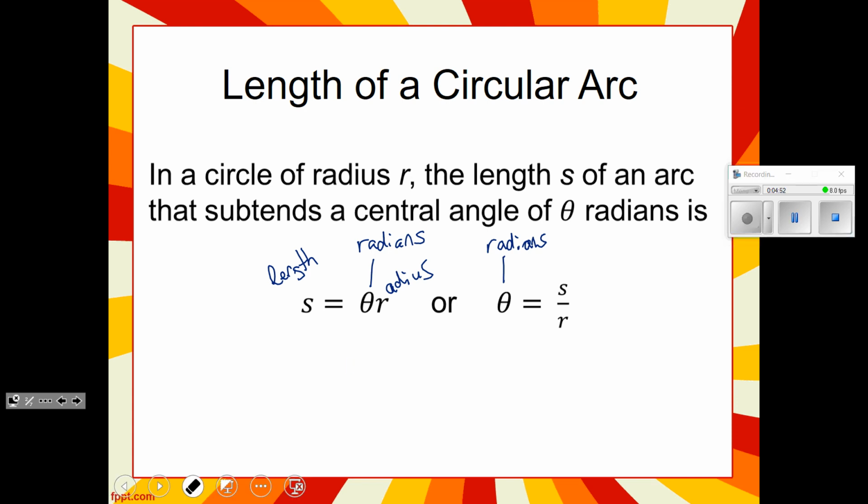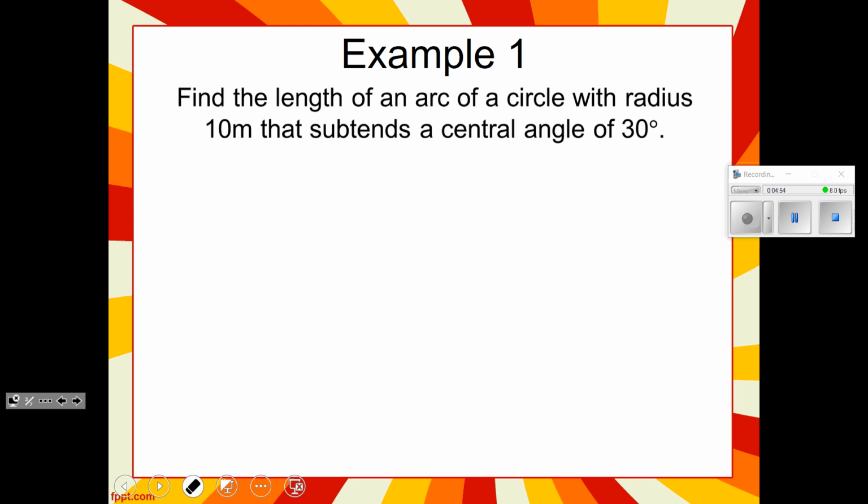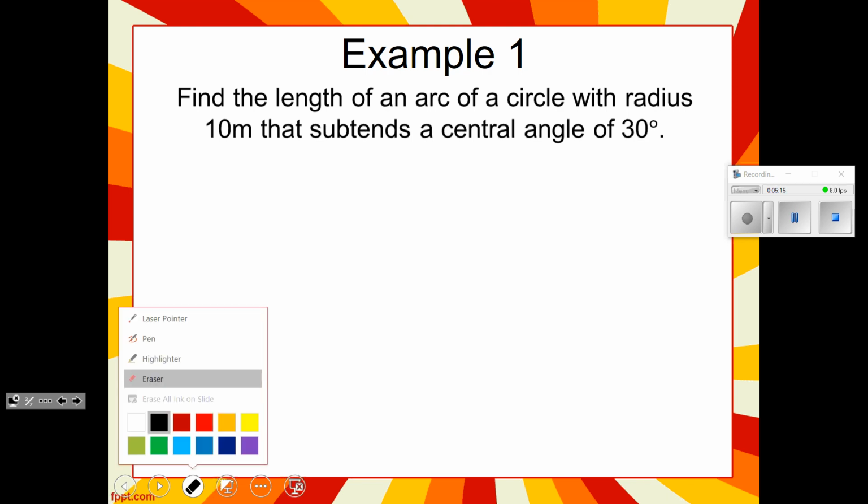All right, let's go ahead and look at example 1. I want to find the length of an arc of a circle that has a radius of 10. So far in this class, we've been looking at a radius of 1, the unit circle. Today, what are we going to do when you have a radius of 10 that subtends the angle of 30 degrees?